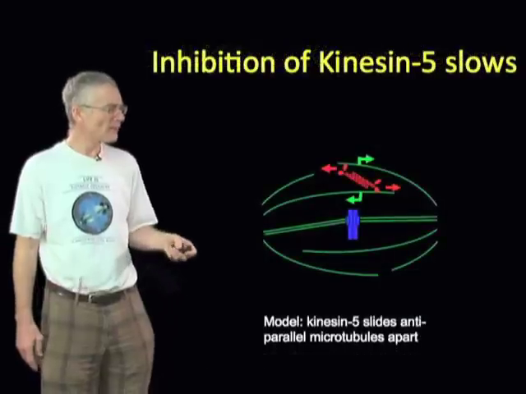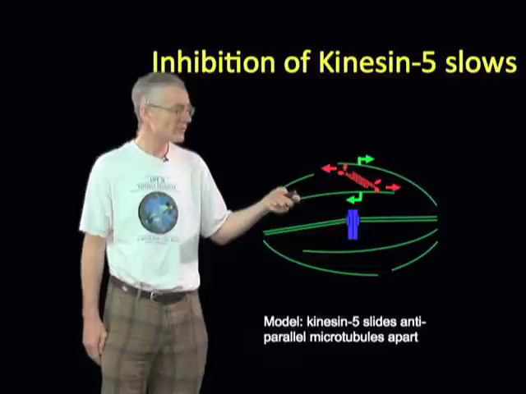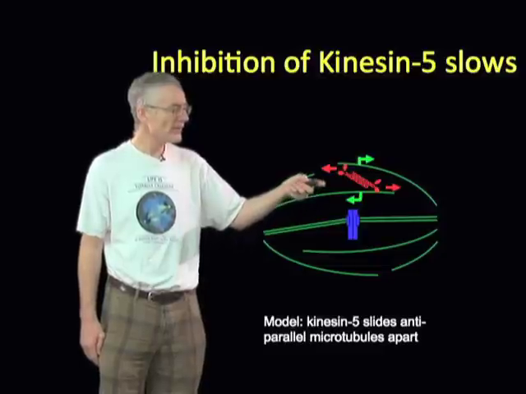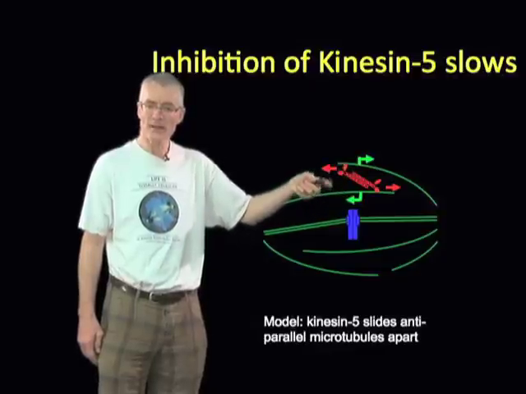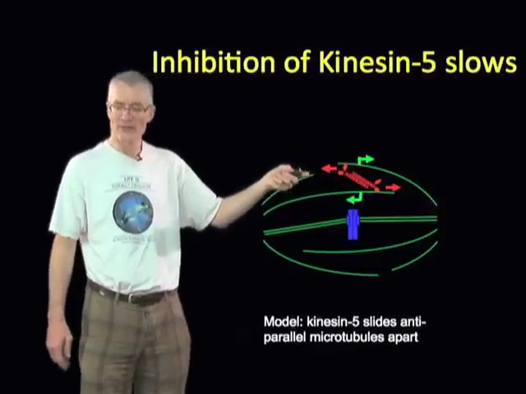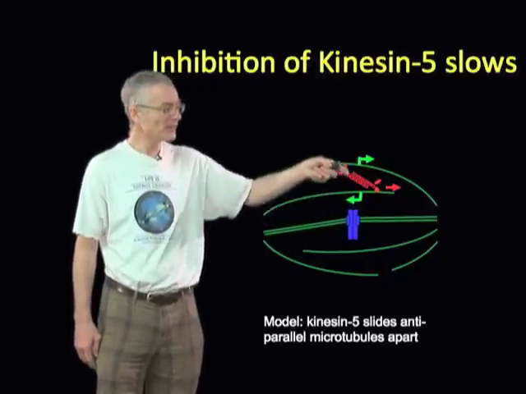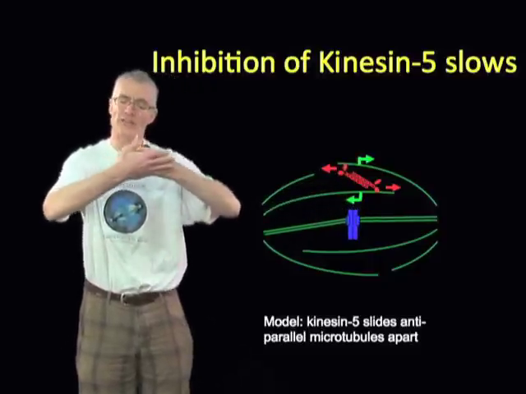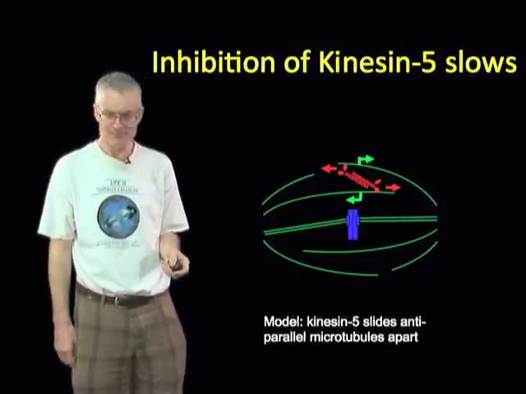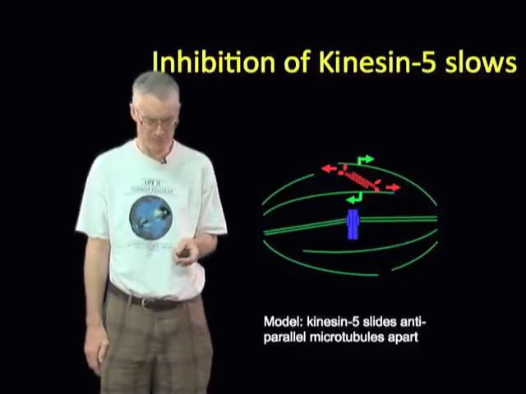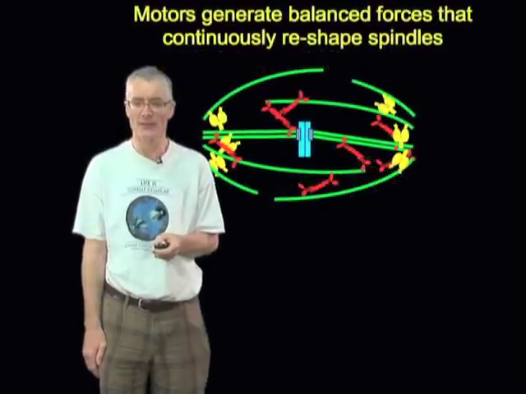From that kind of movie, the image we get is this one, very much similar to John Scholey's original hypothesis. The kinesin 5 is bridging two anti-parallel microtubules here. This end is walking towards the plus ends, that end's walking towards the plus ends. That's creating a force on the microtubules, shown in green, that slides them apart and kind of pushes the two poles of the spindle apart. And that's a current view of how kinesin 5 works in the field.